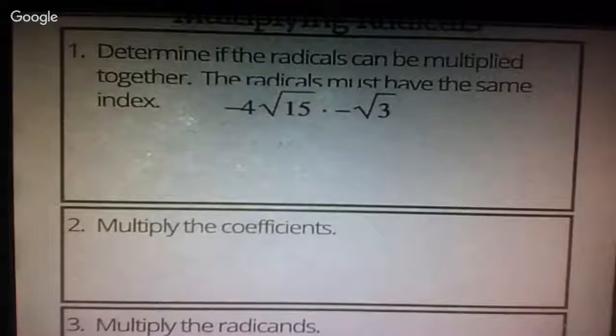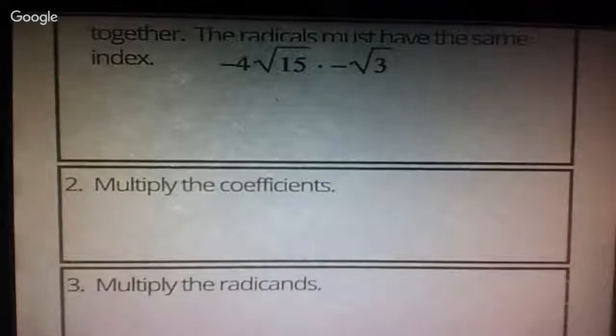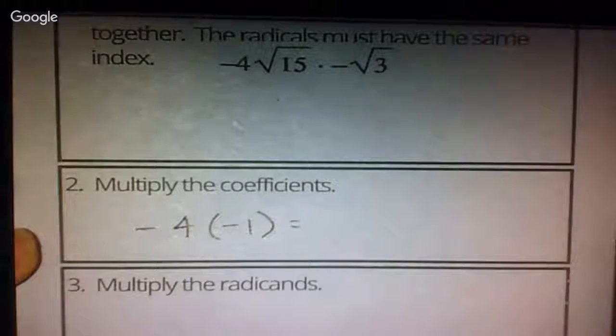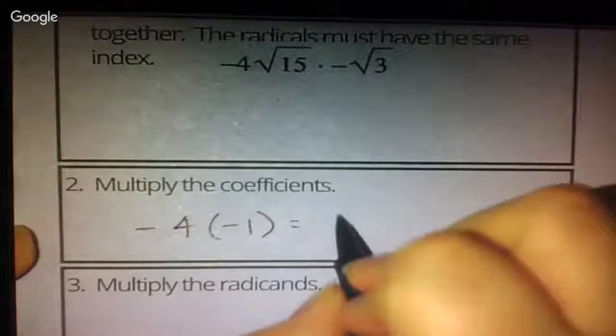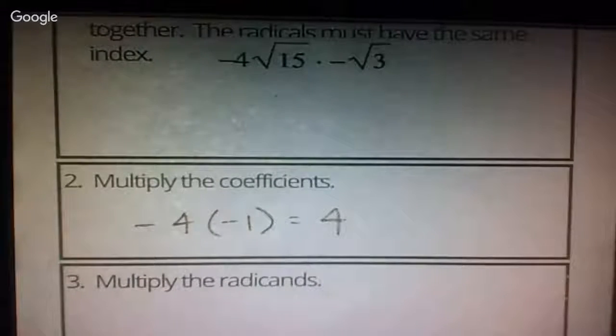Okay? Once you have the same index of 2, the second step is to multiply the coefficients. What are my coefficients? -4 times -1. That gives me what? +4. And my marker's dying. And I need a new marker. Okay, so you get a +4.